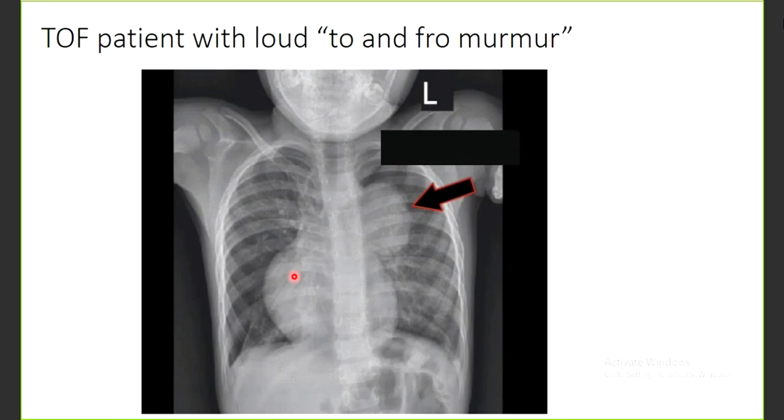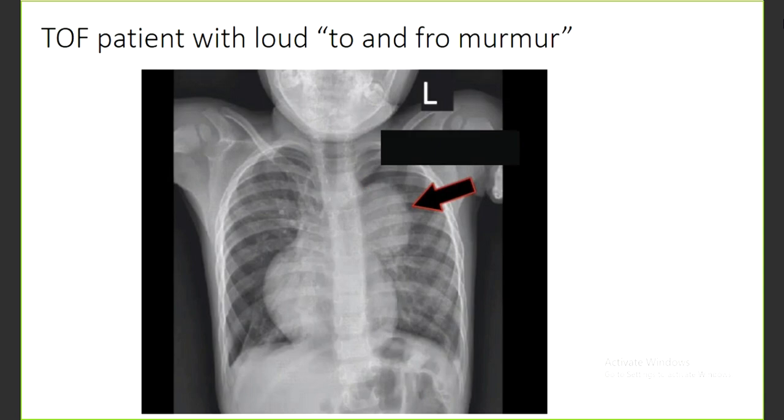This X-ray belonged to a tetralogy of Fallot patient, and he had a loud to-and-fro murmur on clinical examination. Now, when you hear a loud to-and-fro murmur or a seesaw murmur in a TOF patient, you always consider TOF with absent pulmonary valve. And whenever there is a patient with TOF and absent pulmonary valve, there is unobstructed flow of blood from RV into the PA, which causes massive dilatation of the pulmonary arteries. That looks like Mickey Mouse ears.